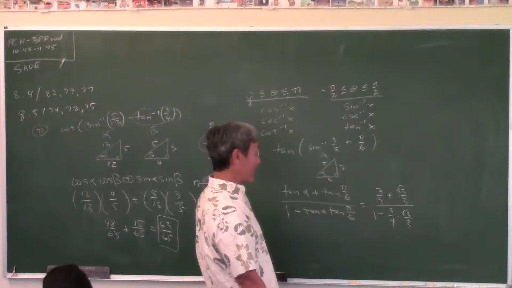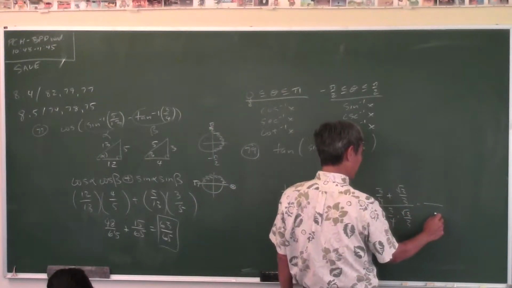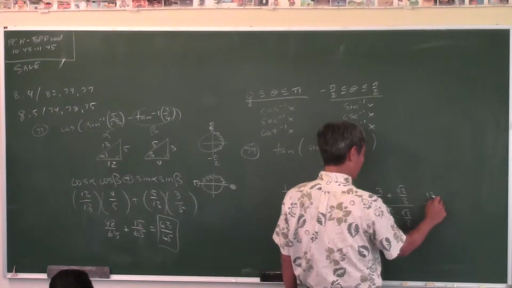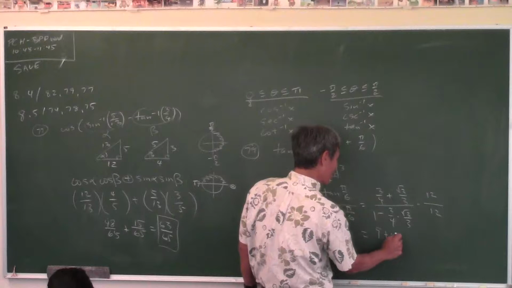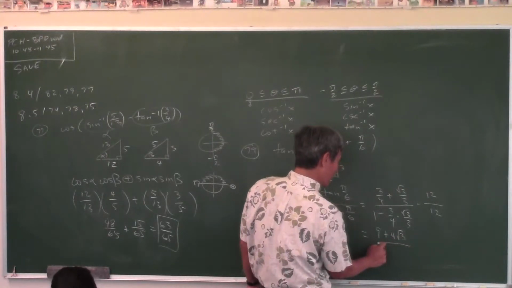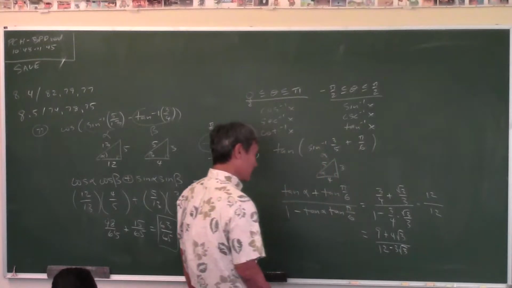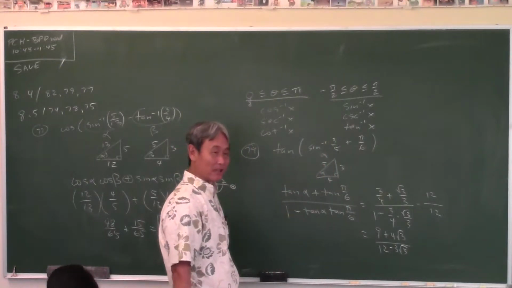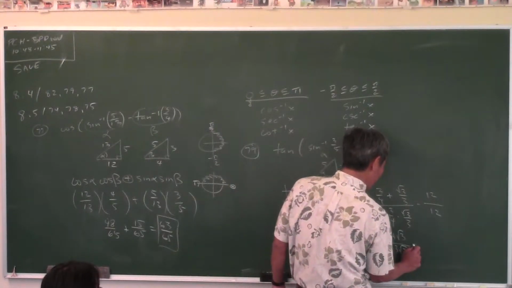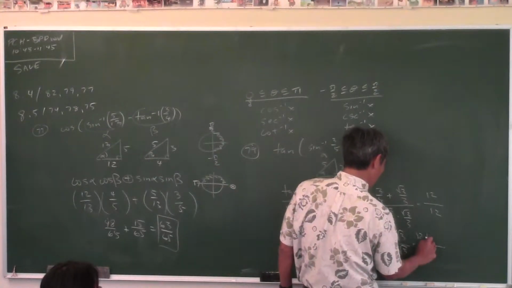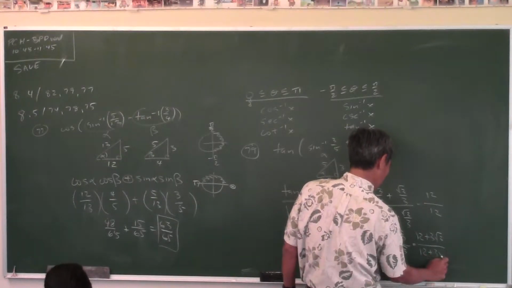Now, how do I simplify that? Multiply top and bottom by the LCD, which is 12. So you get 9 plus 4 root 3 all over 12 minus 3 root 3. You know what? I would accept that on this test. But then, if you were to try and impress me by multiplying by the conjugate, maybe I might give you a bonus point.